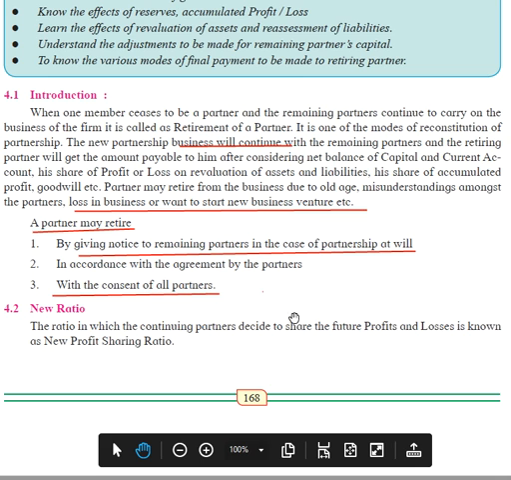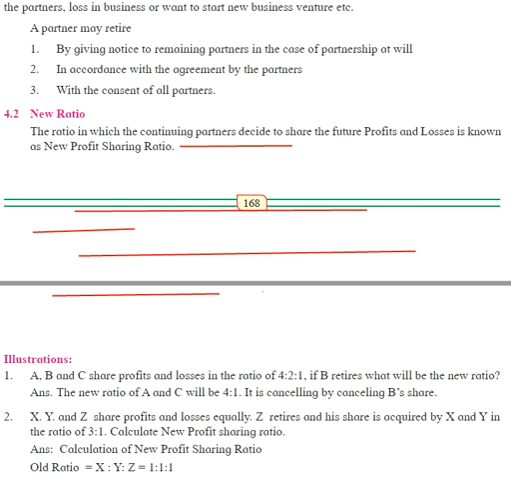After the partner changes, one partner is retiring, so he will get his amount, and we need to prepare the balance sheet, the partner's capital account and the profit and loss adjustment account. Now we'll see what the new ratio is.